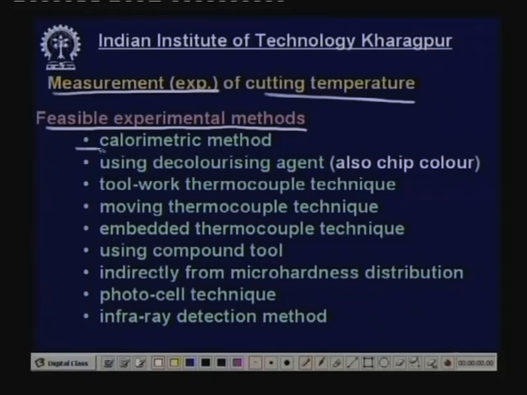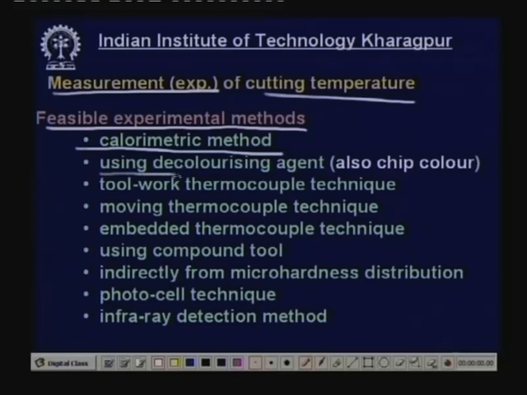However, there are some feasible experimental methods which are normally used by people who are interested in measurement of cutting temperature. Say, the calorimetric method. The calorimetric method is a very simple, quick method, but definitely neither accurate nor reliable. It gives a very average value, and for operations like drilling, the heat that is developed is contained in the water or the fluid, and from balancing we get the average temperature.